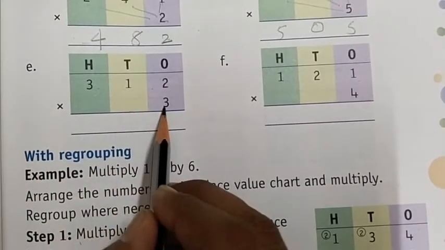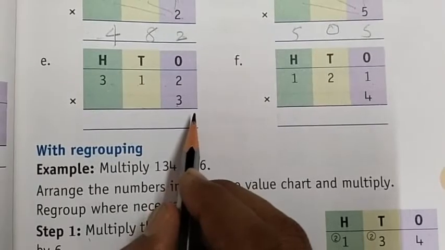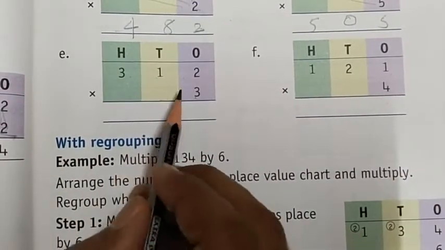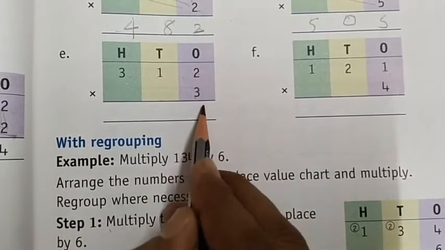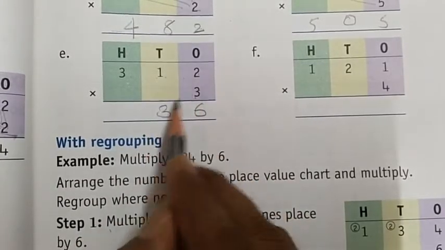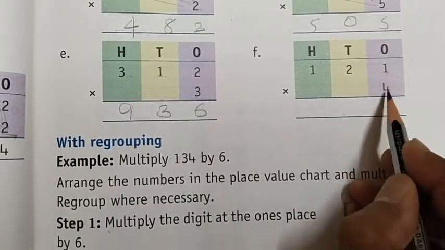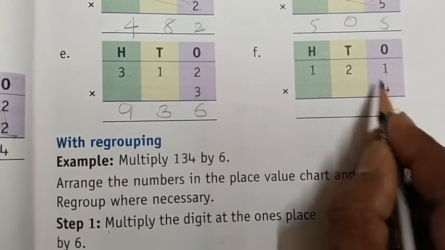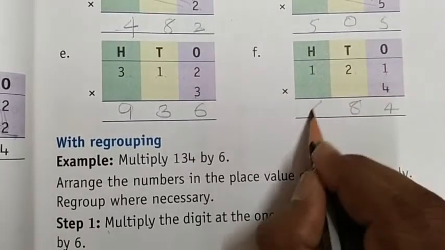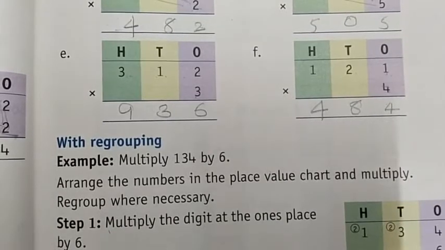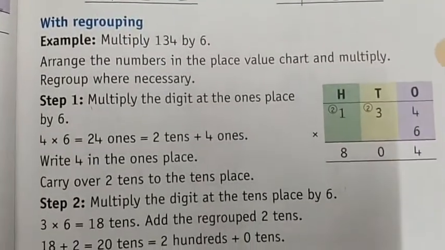312 into 3. 3 twos are 6. 3 ones are 3. 3 threes are 9. So 312 into 3 is 936. You must know the tables thoroughly, otherwise you will feel difficulty in solving the multiplication products. Okay, 121 into 4. 4 ones are 4, 4 twos are 8, 4 ones are 4 again. The multiplication of 121 into 4 is 484, right? So this is how we need to solve the product of the given numbers.